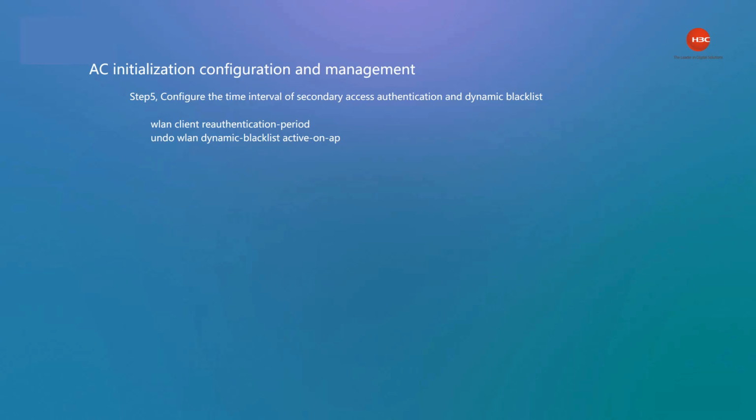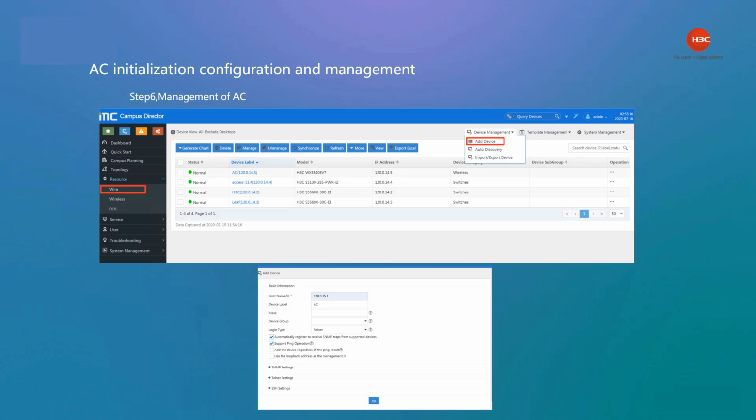Step 5. Configure the time interval of secondary access authentication and dynamic blacklist, which all take effect based on the AC when used for MAC portal authentication, and it is used for kicking the wireless terminal offline and quickly getting online again to obtain IP address. Step 6. Management of AC. To manage the AC device, click the resource and click add device in the upper right corner and enter the IP address of the AC in the pop-up page. The following connection parameter configuration is consistent with the parameters in the AC initialization configuration.